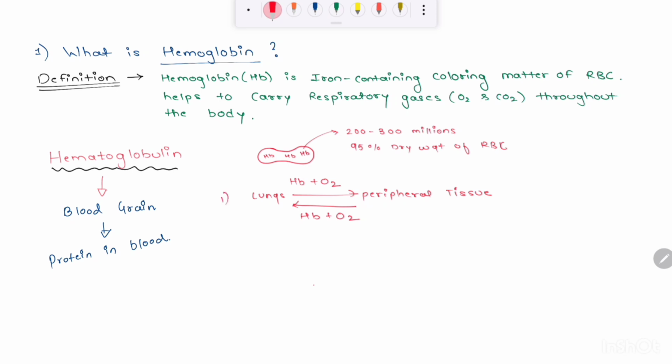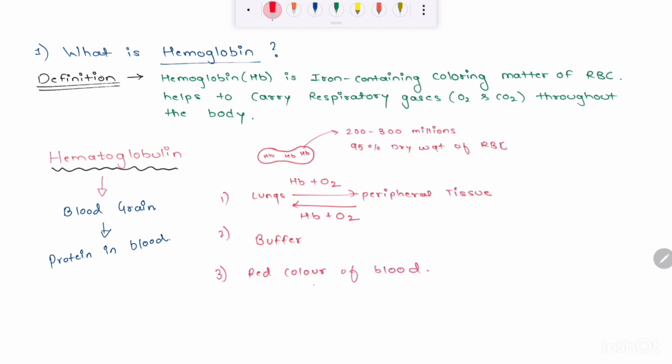The second function is that hemoglobin acts as a buffer. It maintains the acid-base balance of the blood. The third function is that hemoglobin gives the red color of the blood. The red color appearance of the blood is due to the presence of hemoglobin in the blood.